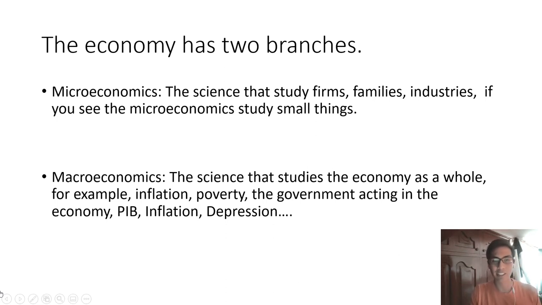The economy has two branches: microeconomics and macroeconomics. Microeconomics is about small things, for example, farms, families, industries. Macroeconomics is about the economy as a whole, for example, inflation, poverty, the government acting with the rest of the world, GDP. I will make more videos about those topics. But for today, you just need to understand that economy has two branches: microeconomics, small things, and macroeconomics, the economy as a whole.